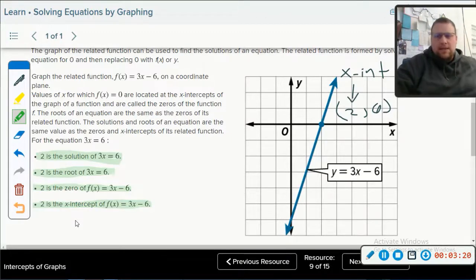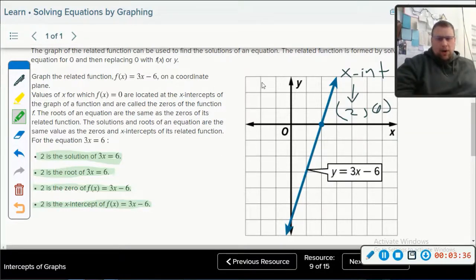What comes next is not as much notes as it is going to be looking through graphs and then solving things algebraically to prove it. Pause it if you need to. I'm going to go ahead and move on again.